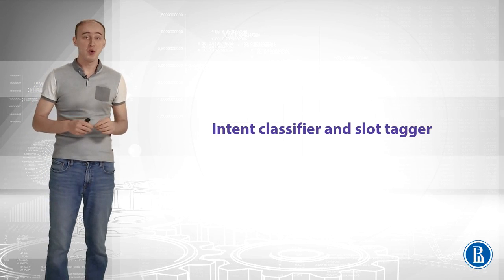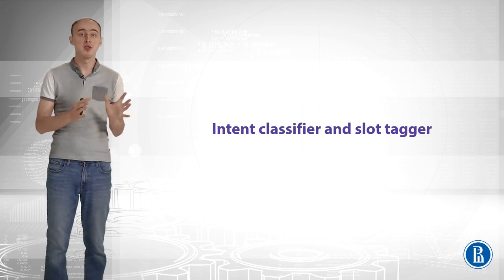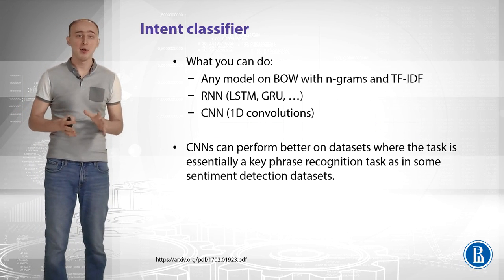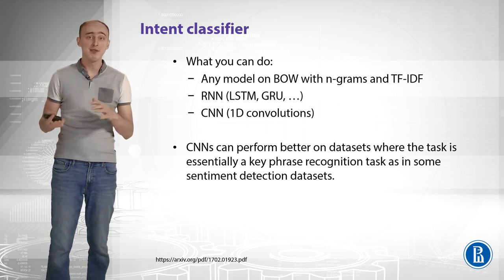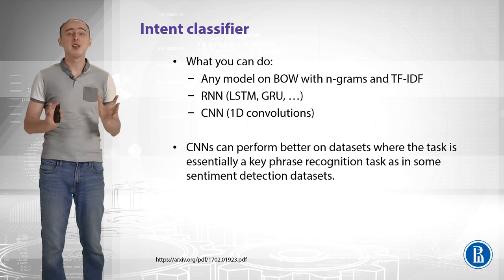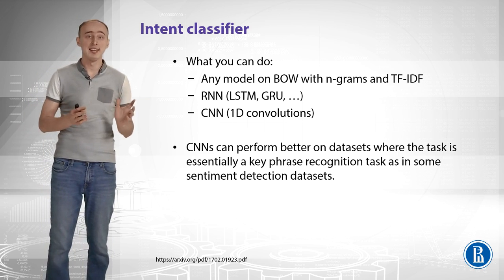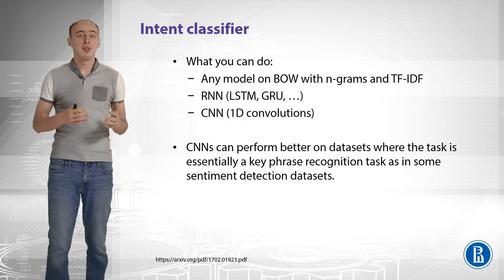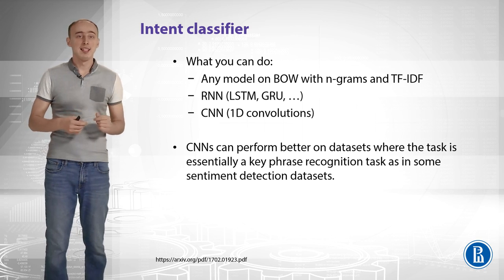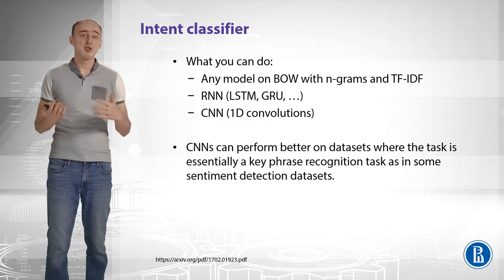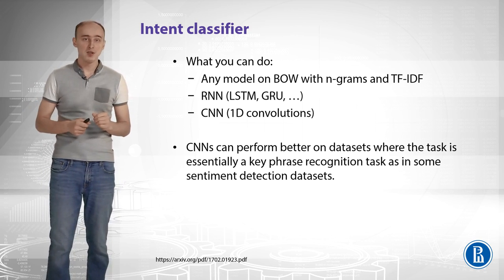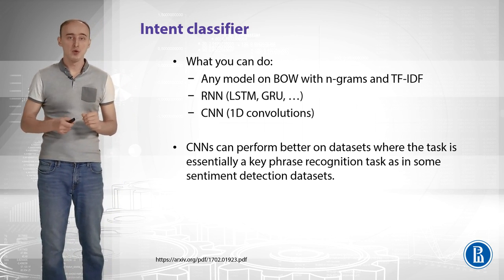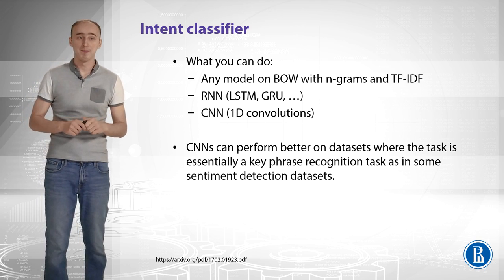Hi, in this video we will talk about intent classifier and slot tagger in depth. Let's start with intent classifier. How can you do that? You can use any model on bag of words with n-grams and TF-IDF, just use classical approaches of text mining. Or you can use some recurrent architecture, and you can use LSTM cells, GRU cells or any other. You can also use convolutional networks, and you can use 1D convolutions that we have overviewed in week 1.